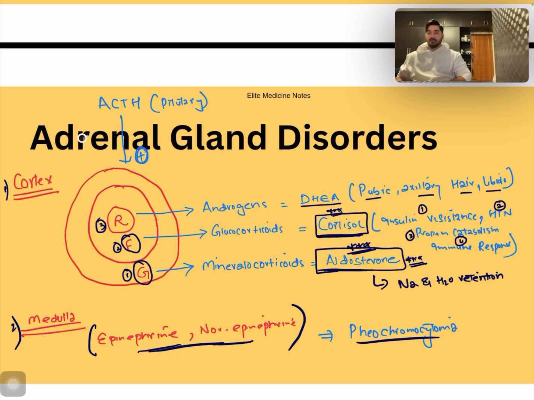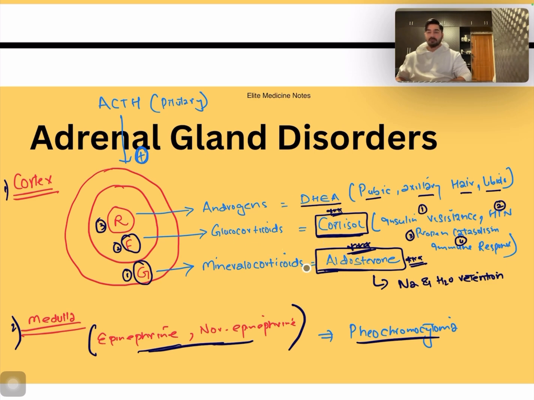The important function of the adrenal gland is that it synthesizes some hormones. There are two parts of the adrenal gland: the outer cortex and inner medulla. The outer cortex has three zones: zona glomerulosa, fasciculata, and reticularis. In zona glomerulosa, mineralocorticoids are synthesized. In fasciculata, glucocorticoids, and in reticularis, androgens are synthesized. The most important mineralocorticoid in the human body is aldosterone, and the most important glucocorticoid is cortisol.